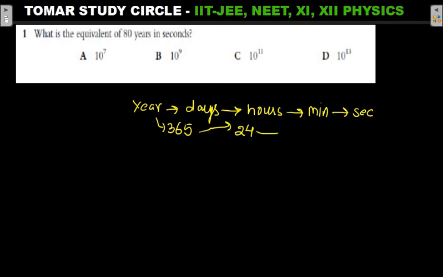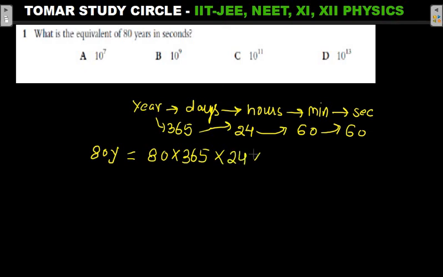To convert hours into minutes, we multiply the number of hours by 60. And finally, to convert minutes into seconds, we again multiply by 60. Hence, 18 years will be equal to 18 multiplied by 365 days, multiplied by 24 hours, multiplied by 60 minutes, and finally multiplied by 60 seconds.